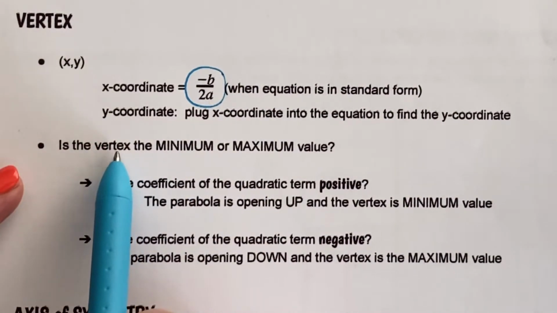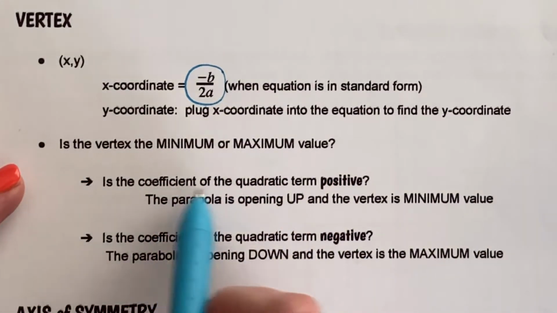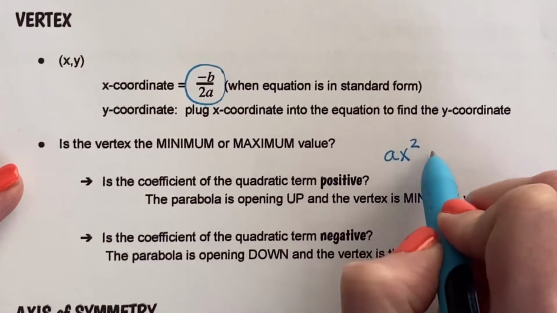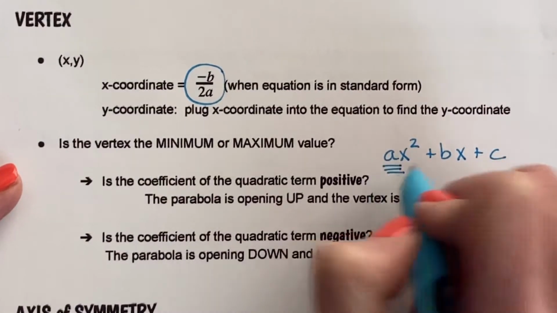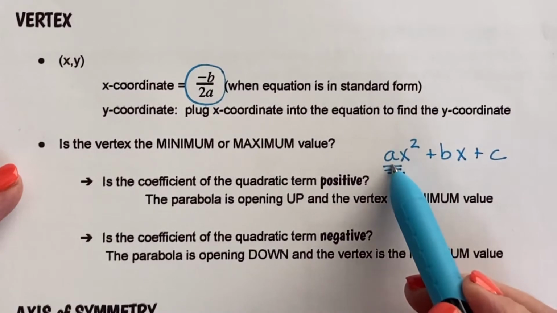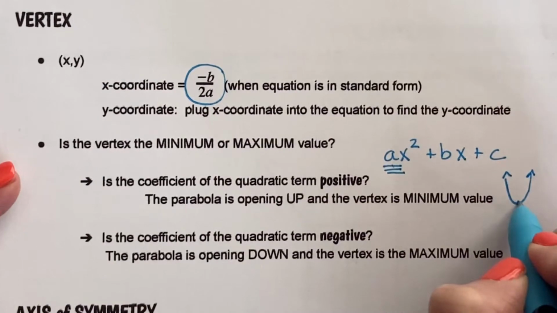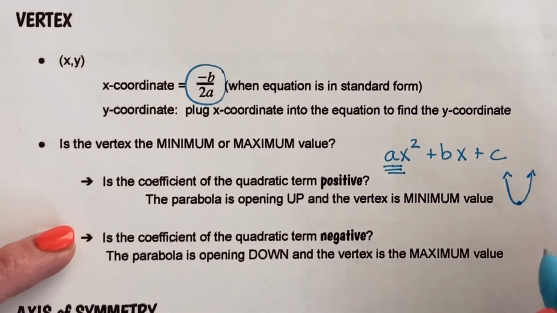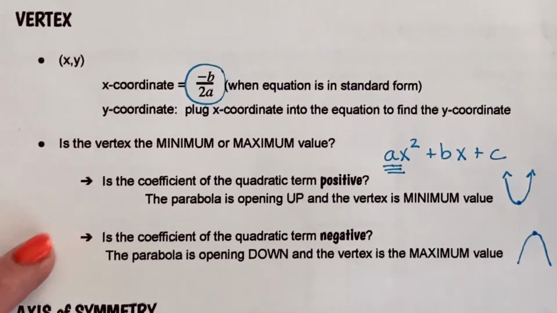Is your vertex going to be a minimum or a maximum value? Take a look at the coefficient of your quadratic term. When we have ax squared plus bx plus c, take a look at that a term. If it's positive, then the parabola is opening up, and your vertex will be at the bottom. If that a term is negative, then your parabola is opening down, and the vertex is going to be the maximum, or the tallest possible point.